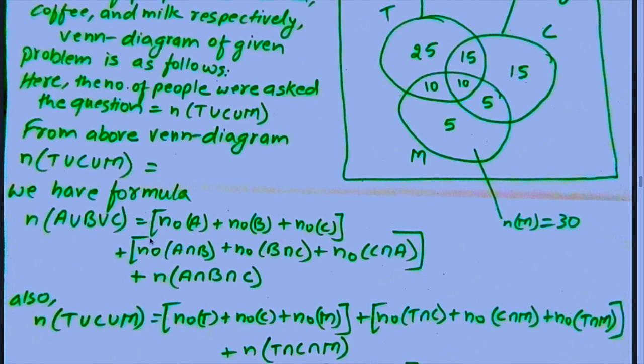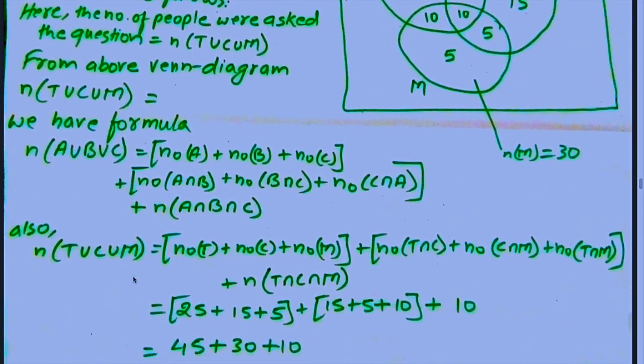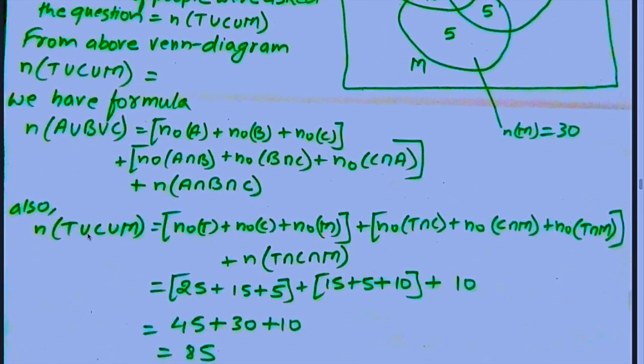Similarly, we can use this for the sets to get T ∪ C ∪ M. We have the formula here also: n(T ∪ C ∪ M) = n(T) + n(C) + n(M) − n(T ∩ C) − n(C ∩ M) − n(T ∩ M) + n(T ∩ C ∩ M).